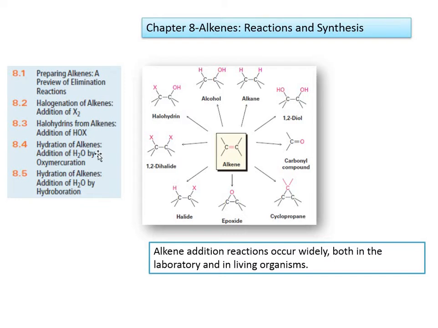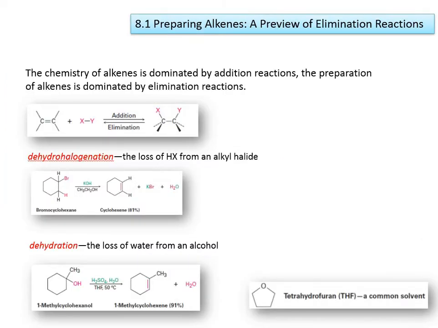The difference between 8.4 and 8.5: this is the oxymercuration reaction. The second one is the hydroboration reaction. Both produce addition of water to alkenes. Let's start. The chemistry of alkenes is dominated by addition reactions.